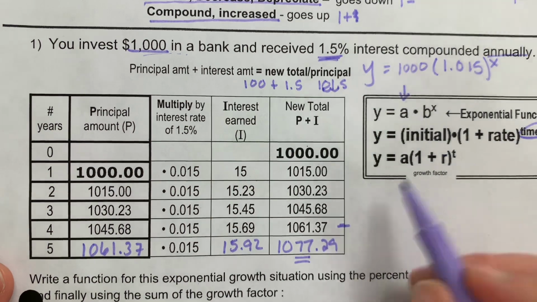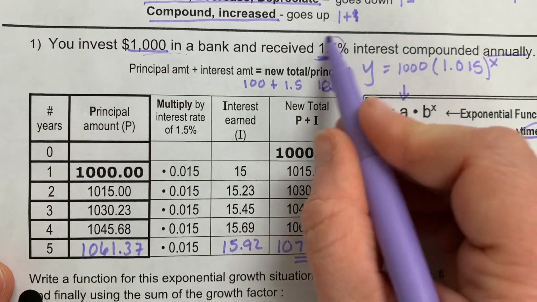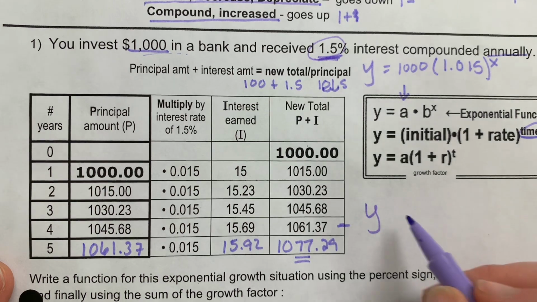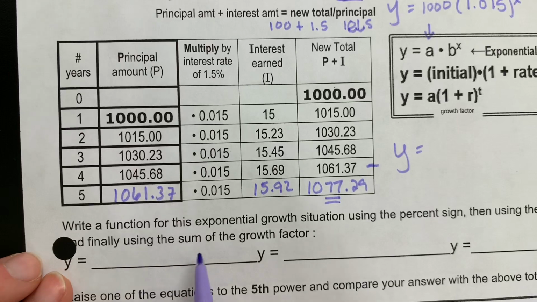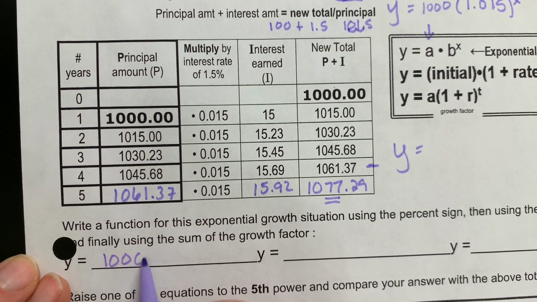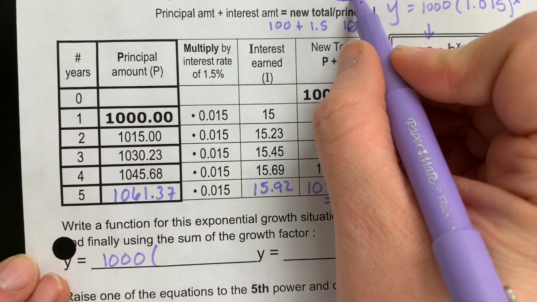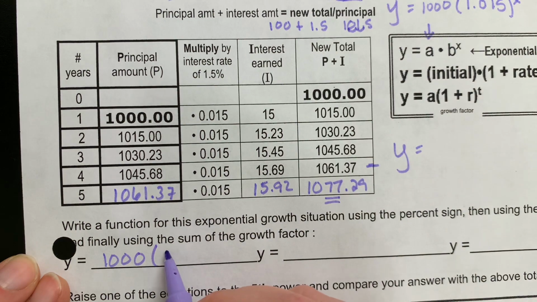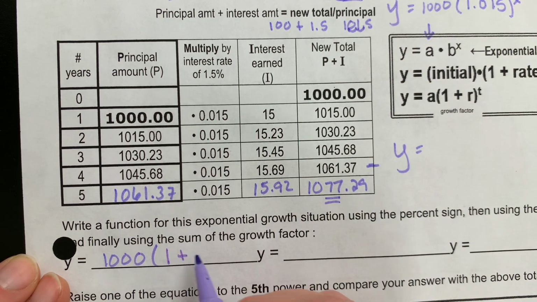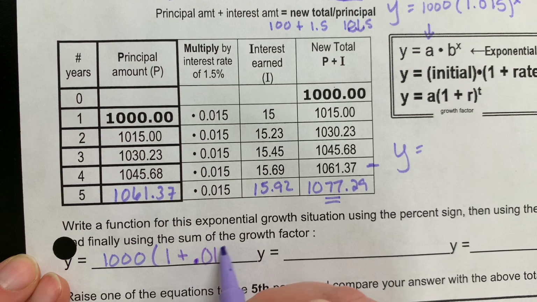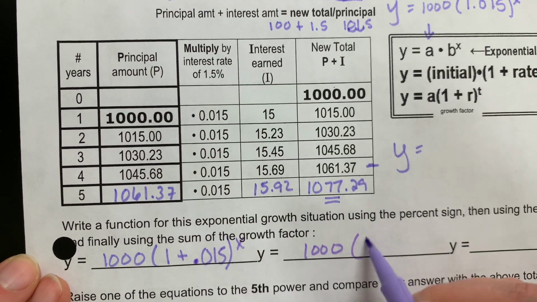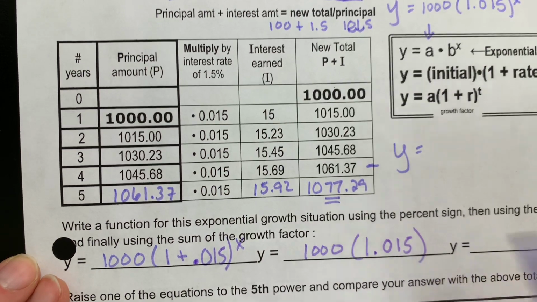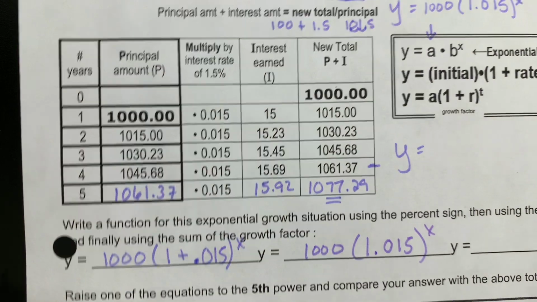Okay, so when we're going up, we need to remember that we're going to take this amount, change it to a decimal, and add it to 1. Okay, so here we have y equals our 1,000. We're going to take that amount and change it to a decimal. We'd move it 2 decimal places and add it to 1. So 1 plus 0.015. And then when we add them together, we get 1.015.